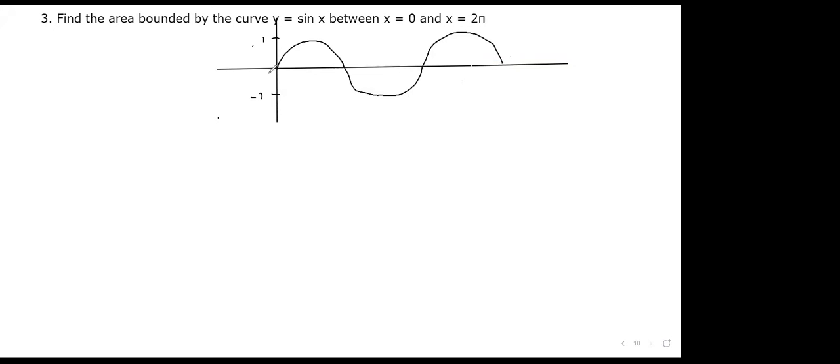So 0 to 2 pi. This is 0 and pi. This is 2 pi. Zero, pi, 2 pi.